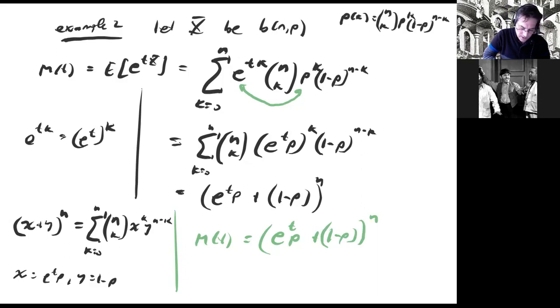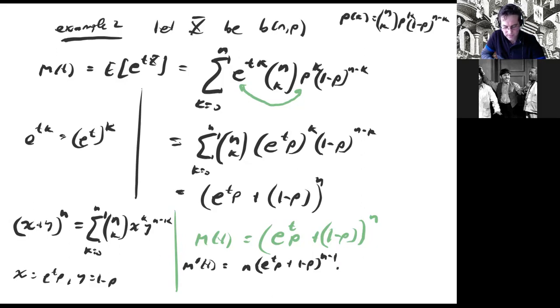So there you go. We can actually use this to calculate the moments of the binomial random variable. Let me just calculate the first moment, which is the expected value. So if we use this formula, we can take M prime of t. Now, we're differentiating with respect to t. So this is like some number to the nth power. It's going to be the power rule: n, e to the t times p plus 1 minus p, to the n minus first power, times the derivative with respect to t on the inside, which is e to the t times p.